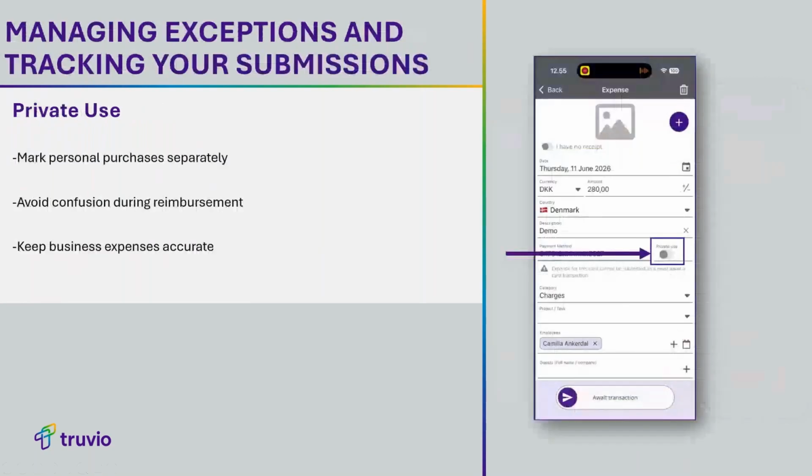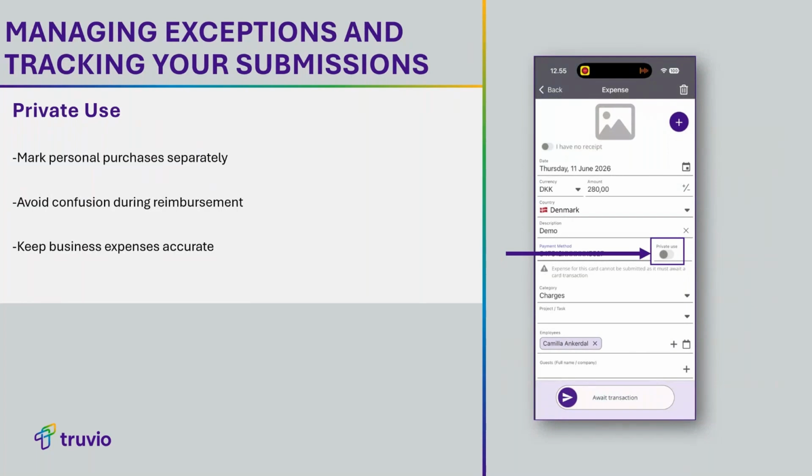And before we finish, here's one final topic: if you need to handle exceptions, such as a private purchase made on a company card. So maybe I used the card to buy something by accident or something like that. So let's say that during this trip, I used it for a personal purchase. And please keep in mind that your company might have policies regarding this. So please keep that in mind.